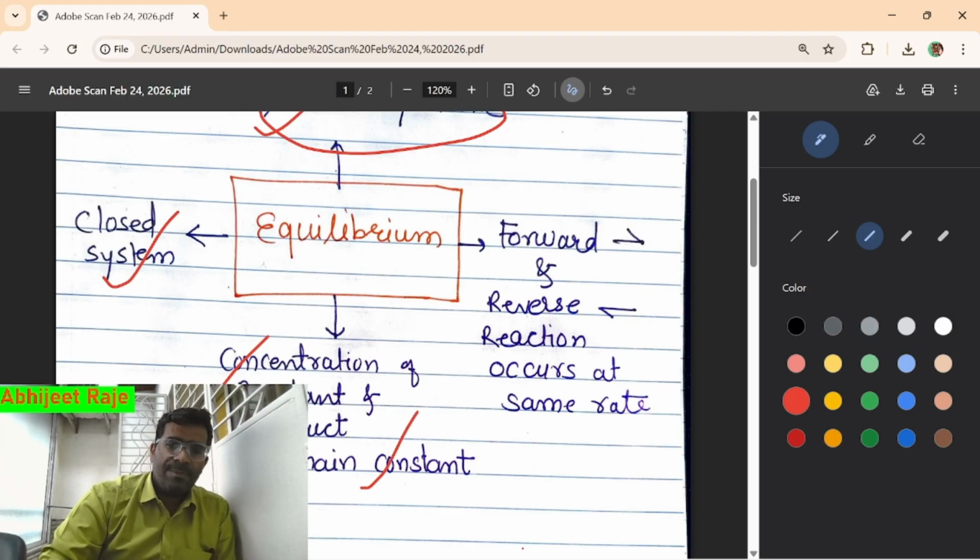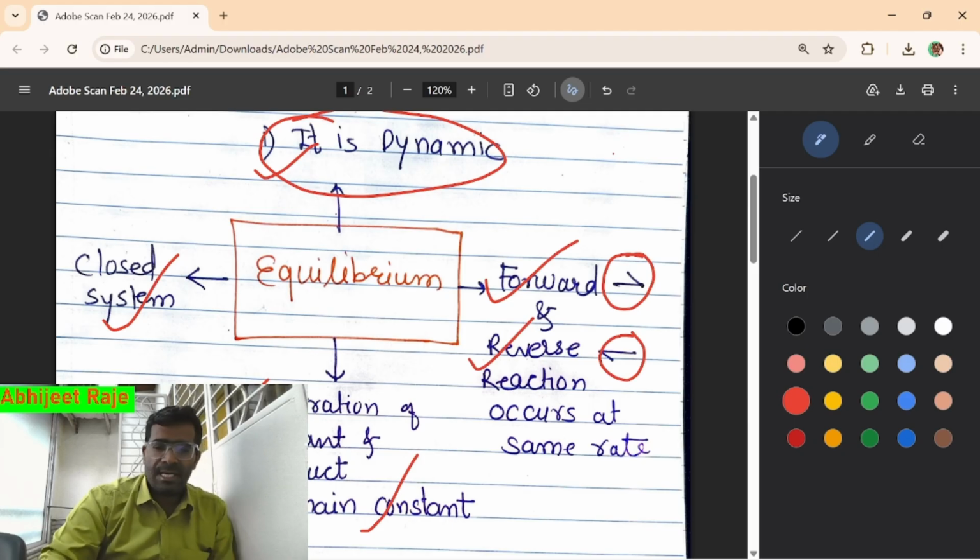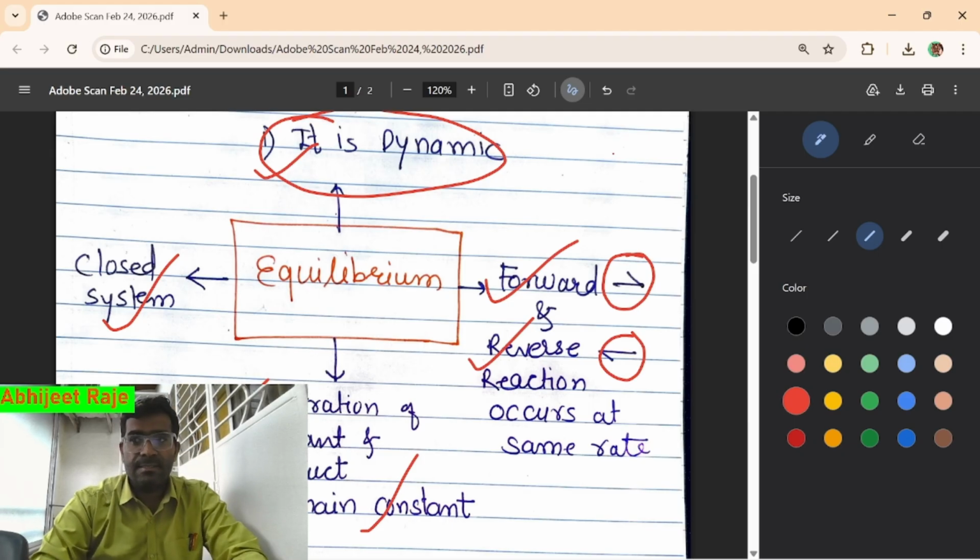Fourth, equilibrium reactions are represented by these two arrows. One arrow represents the forward reaction and the second arrow represents the reverse reaction. The forward reaction and reverse reaction occur at the same rate. So these are the four important characteristics.